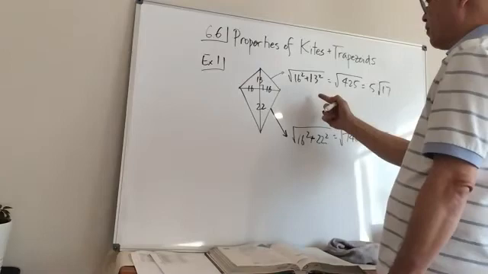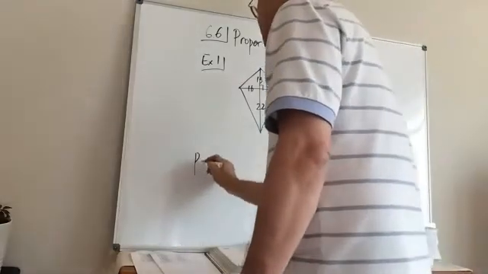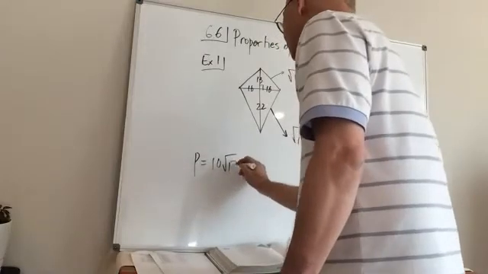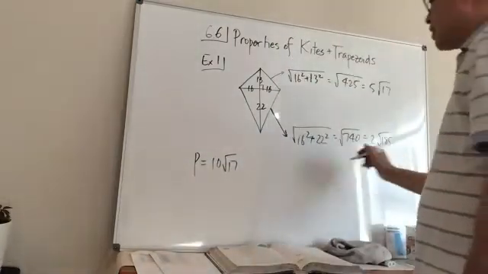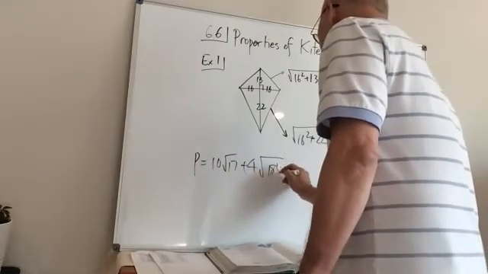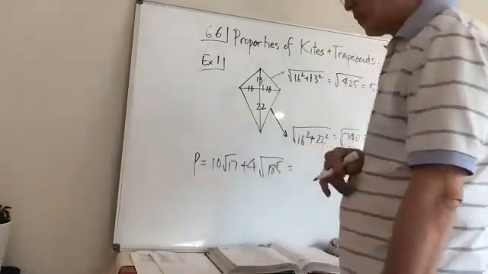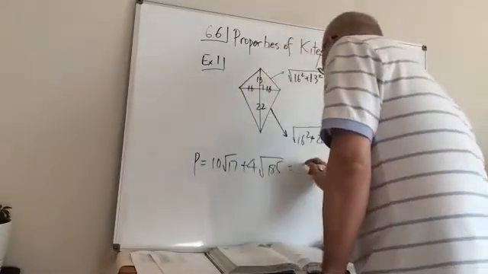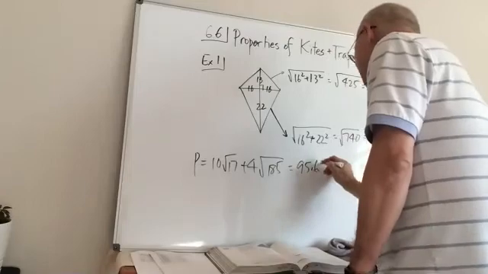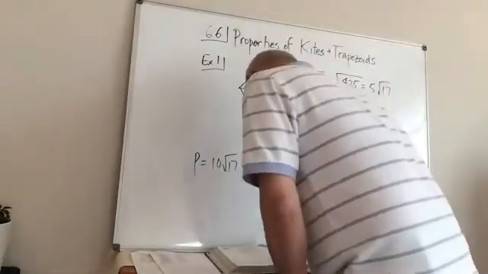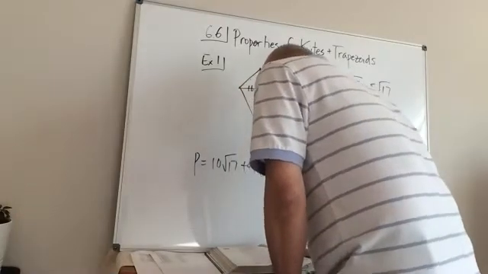So the total perimeter is going to be 2 of these, so it's going to be 10 root 17. Then 2 of these, so it's going to be 4 root 185. Okay? And if you do this, you're going to come up with what? 95.6 inches. Okay? And each packaging has 2 yards.